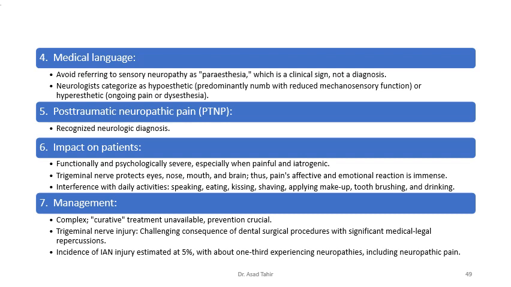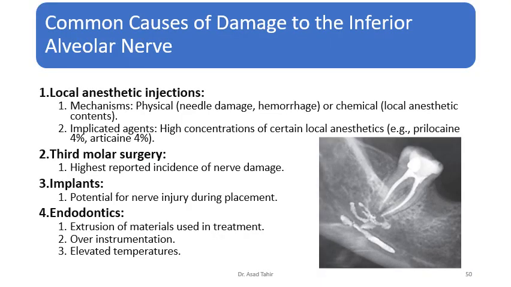7. Management. Complex, curative treatment unavailable, prevention crucial. Trigeminal nerve injury, a challenging consequence of dental procedures with significant medical-legal repercussions. Incidence of IAN injury estimated at 5%, with about one-third experiencing neuropathies, including neuropathic pain. Common causes of damage to the inferior alveolar nerve.